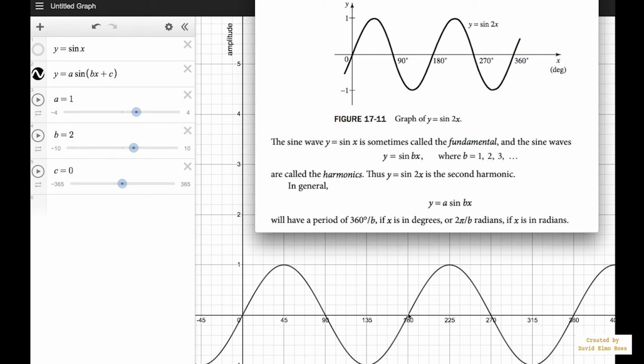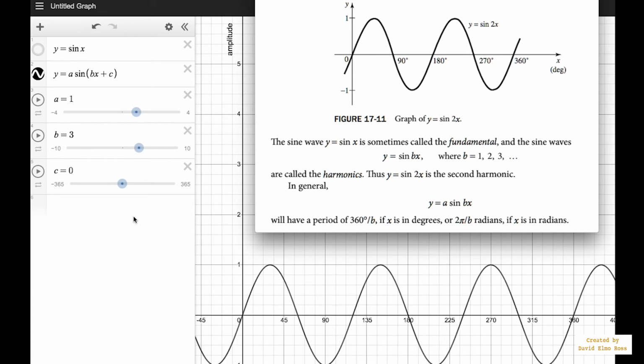So the period is going to change depending on b. If b doubles, the period is half, but the frequency, being 1 over the period, is going to be double. If we look at b equals 3 now, we have 1, 2, 3 complete cycles here. So the period is going to be 360 over 3, and that is going to give us 120 here.